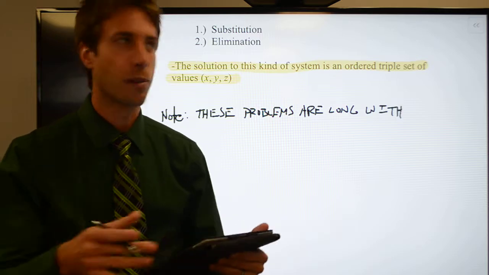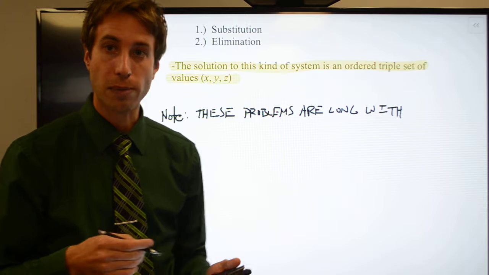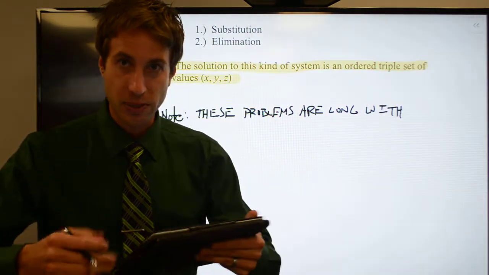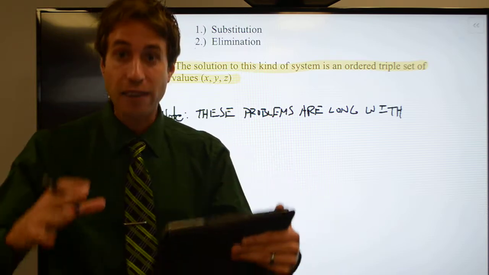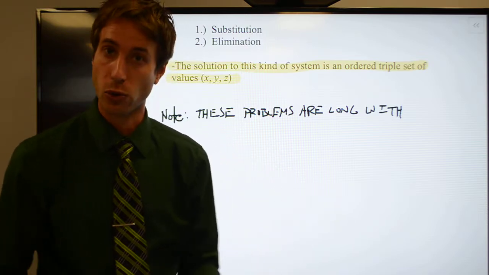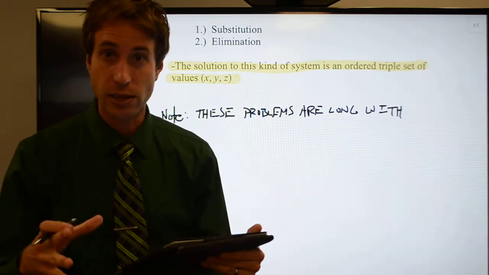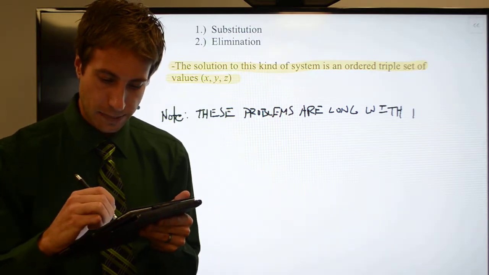What does complicated mean? Here's what I mean by complicated. They're long problems with many steps, all right? This is not like do a couple of steps and you've got your answer. We're going to be performing several steps of work in order to get our solution, and it's easy to get lost in those steps. So these problems are long with many steps.